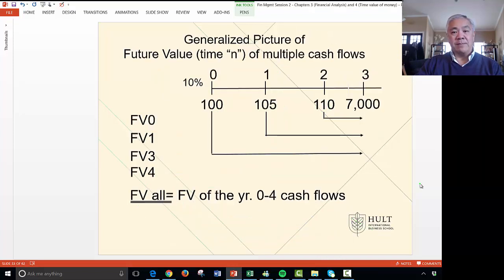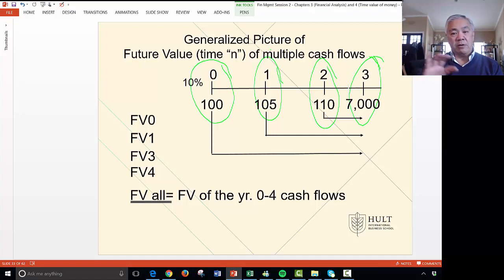Next, we can go the other way. So in the previous example, we brought everything to today, time zero. But what if we want to know what something's worth in the future? In which case, we're pushing everything out forward instead of pulling them backward to today. So an example here would be, again, put down some money, and let's say we invest $100 today. And then a year from now, we invest $105. And year 3, we invest $110. And year 3, we invest $7,000.